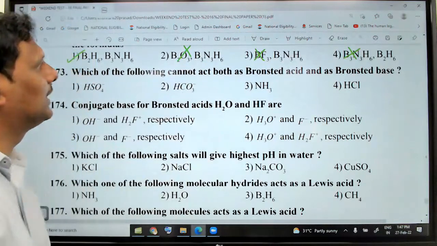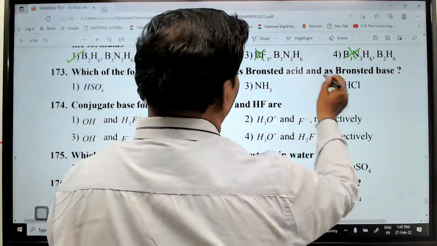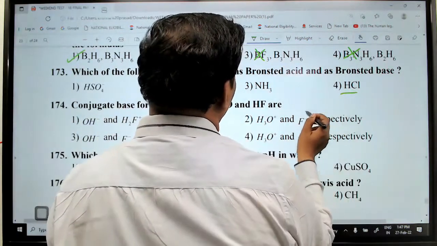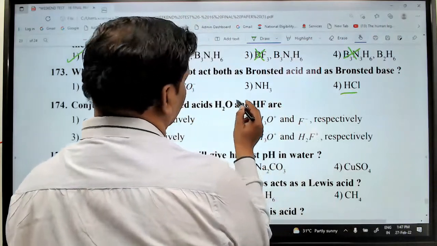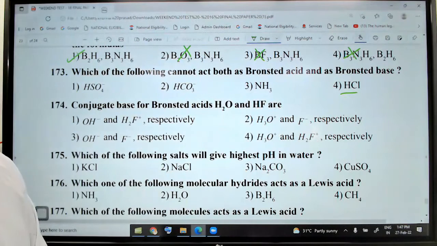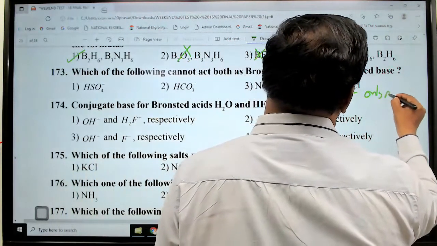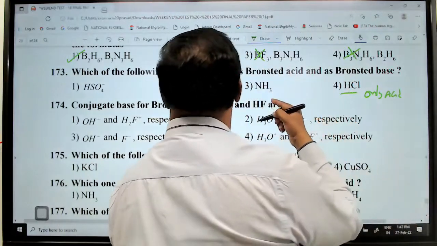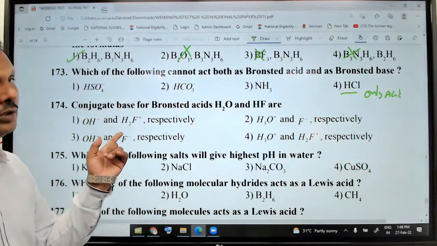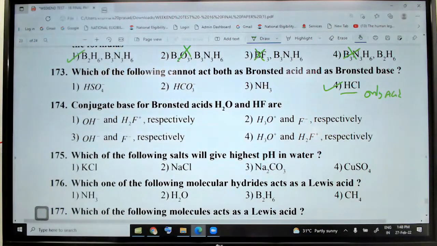173. Which of the following cannot act as both Brønsted acid and Brønsted base? अच्छा, this is only Brønsted acid है. Only acid है. हाँ. Which of the following cannot act both? अच्छा, only acid है. अच्छा both. ये वाला भी both. The only possible is cannot act as both. It acts as only one.